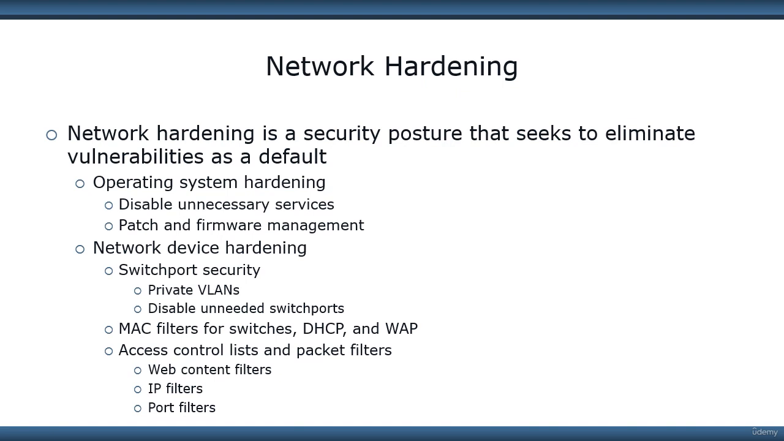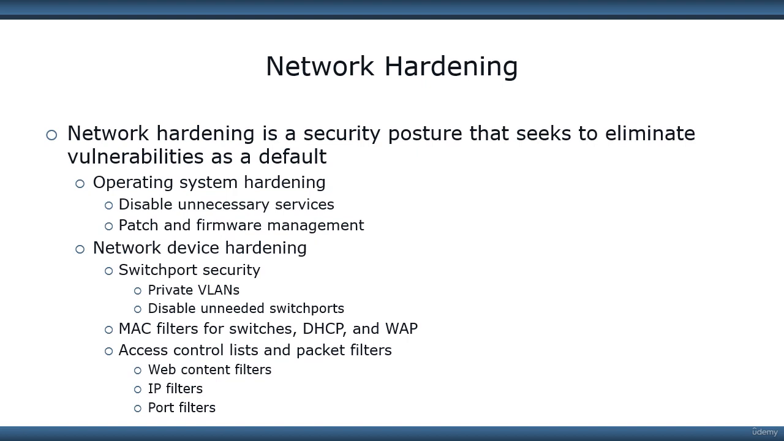Network device hardening could include a number of things. Switch port security. We can just turn on security for switch ports. We can set up VLANs and enforce VLAN configuration. We can disable switch ports that aren't needed so that they can't be used to provide a physical connection to the network. On switches, DHCP, and wireless access points, we can use MAC filters. Remember, the MAC address is always going to be in these packets, and so we can allow or disallow based on MAC address. Now, that's not the end-all be-all, because MAC addresses can be easily spoofed. However, it is an extra level of control that could be put in place.